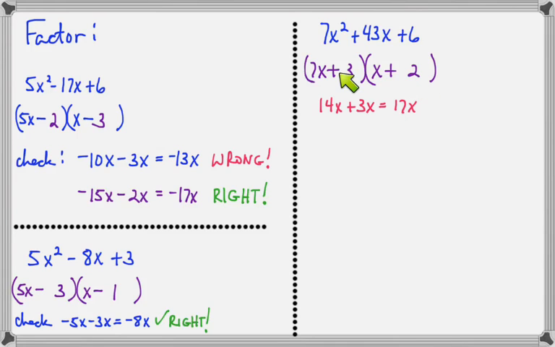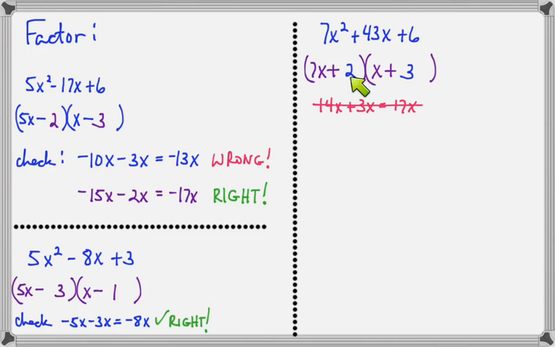So here I've put the 3 in this position. I've done outer times outer is 14x. Inner times inner is 3x. That's going to make the middle add up to 17x, which is not what we wanted. So this is not the right arrangement. Let's try them in the other order.